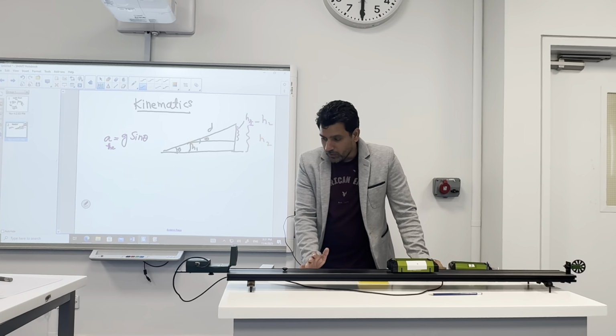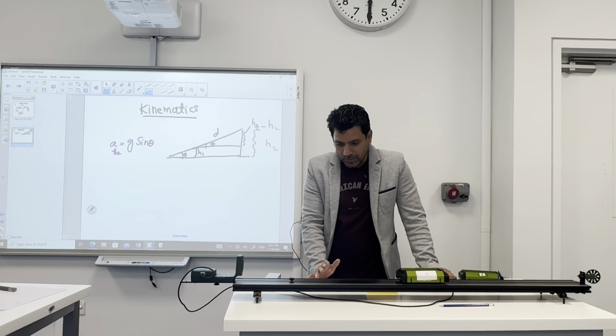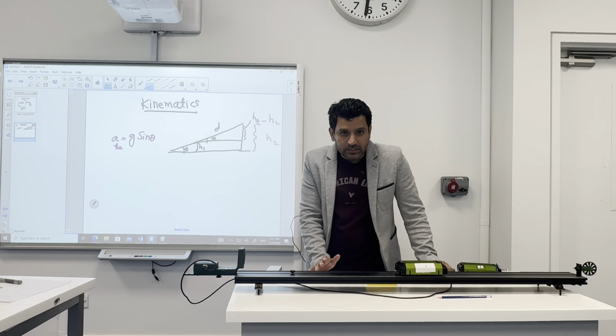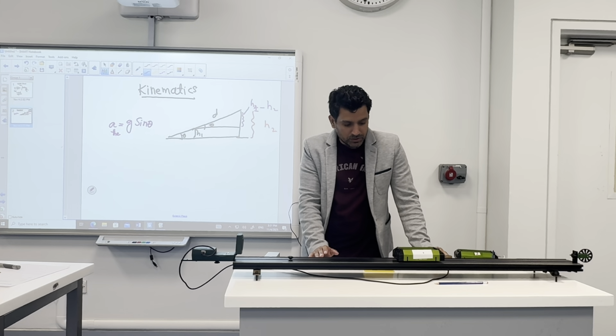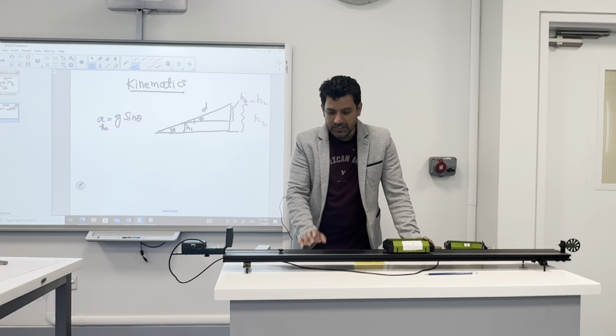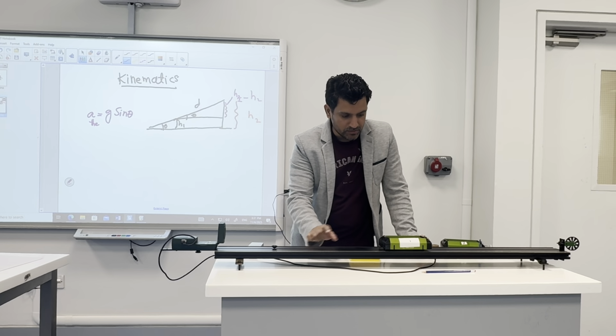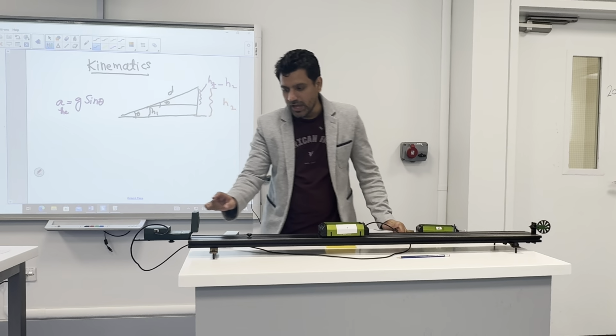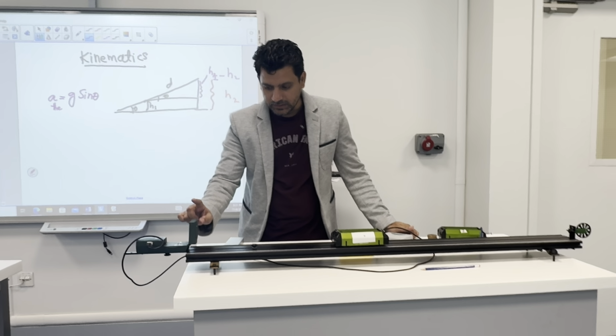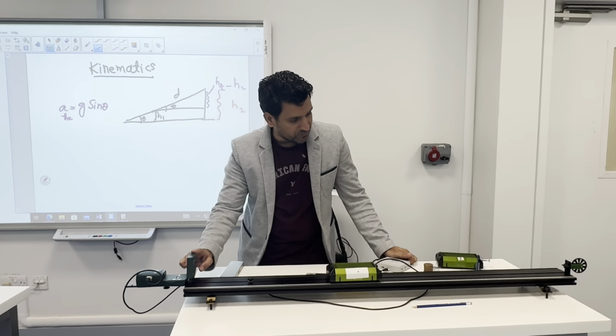In this video, we're going to perform the kinematics experiment and find the acceleration from the position versus time graph and the velocity versus time graph using this air track. In this air track, we have the cart, which is 500 grams, and a motion detector that detects the motion of this cart if it is moving.